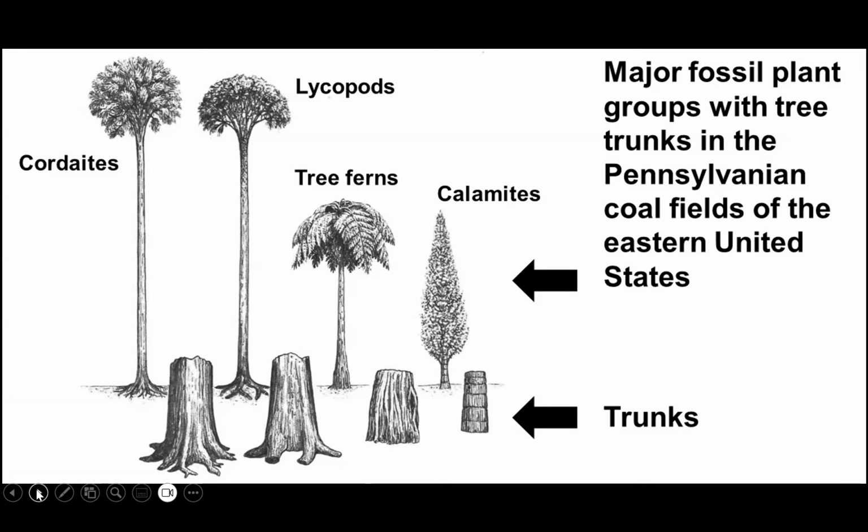So these are primarily what you're seeing here, the main fossil groups found in the Pennsylvanian coal fields of not only Kentucky, but the US. And a lot of times, like I had mentioned, primarily we're finding the logs and the stumps of these ancient trees. So pretty cool, pretty substantial.